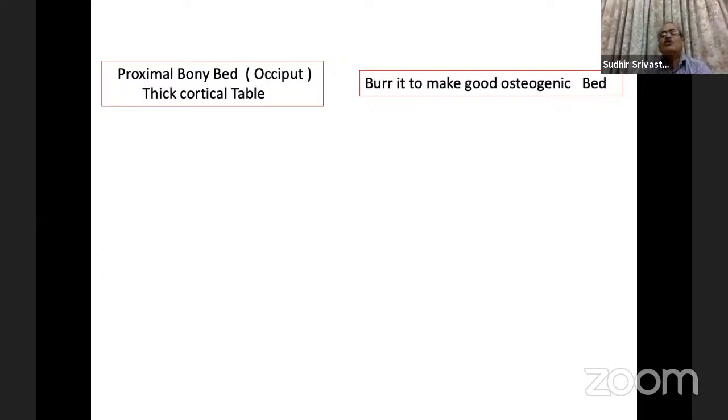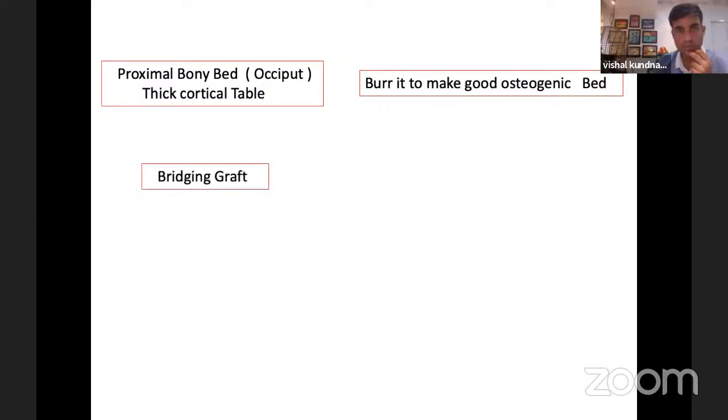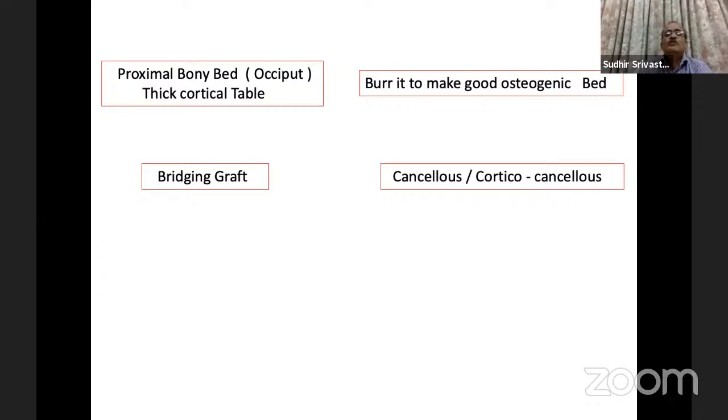Now, if you go through this area, you find that proximally there is a cortical bone in the occiput. So you have to bury it to make it a good osteogenic bed. This is extremely important. Unless you do this and just put the bone graft, that is not going to unite. There should be a bridging graft. Don't just put pieces there, because that is not going to be taken up by the occipital area, which is mainly cortical. So you must use the bridging cancellous and cortico-cancellous graft.